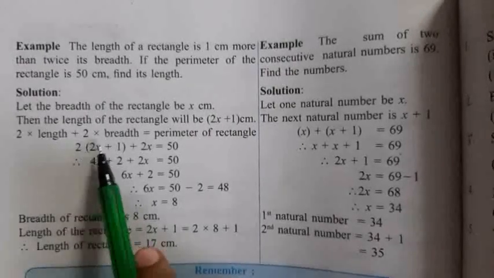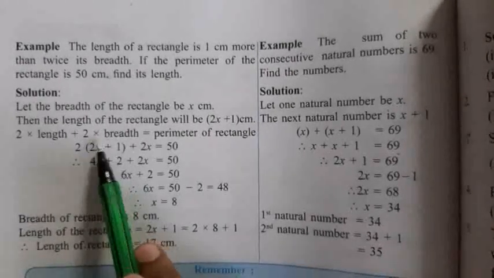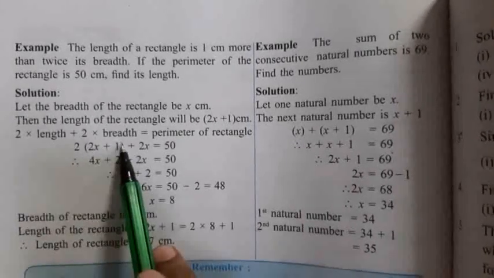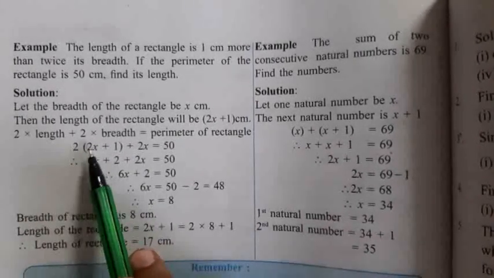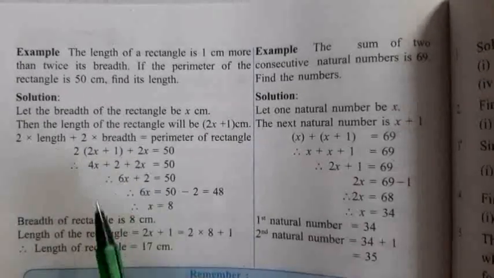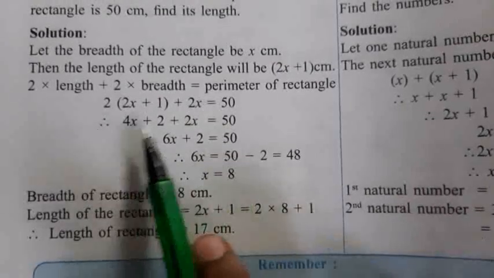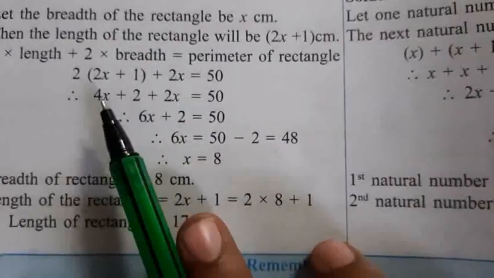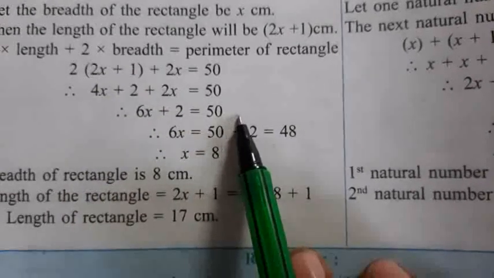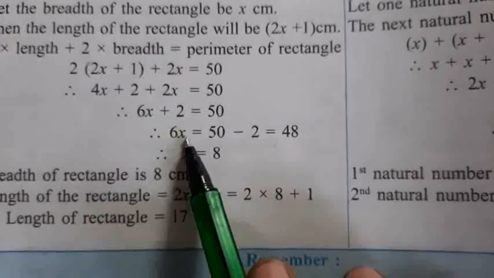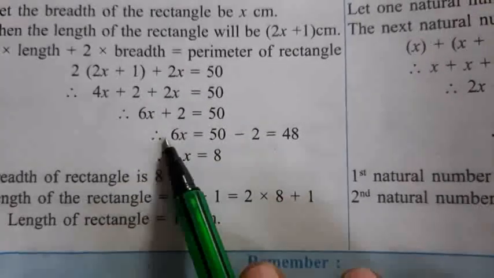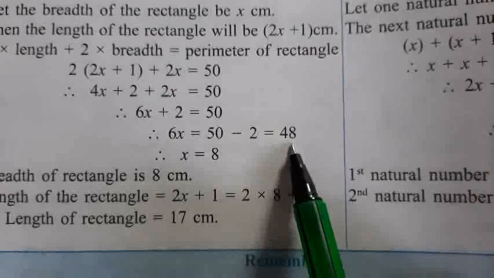So here this is monomial into binomial. How to do this? First term into first term, then first term into second term. So 2 into 2x is 4x plus 2 into 1 is 2 plus 2x is equal to 50. Now 4x plus 2x is 6x plus 2 is equal to 50. Now from 6x we want the value of x. 2 we will send this side, it will become negative. 6x is equal to 50 minus 2, 48.